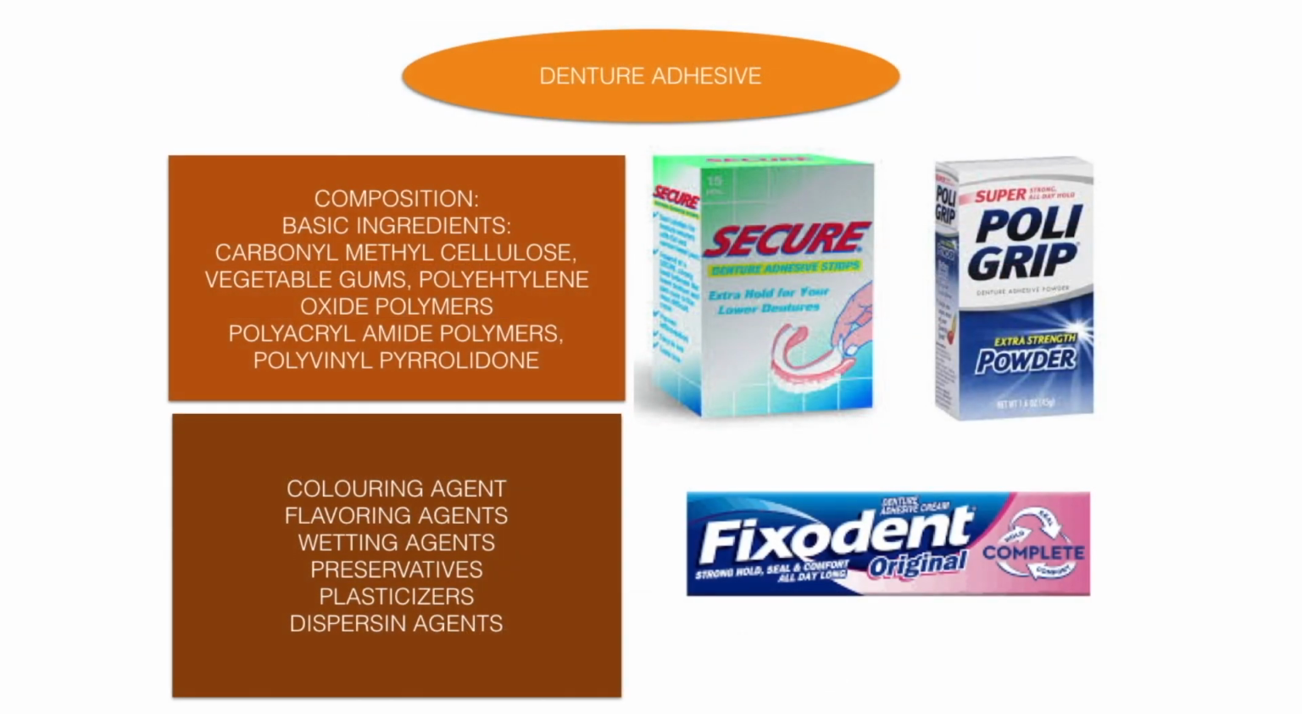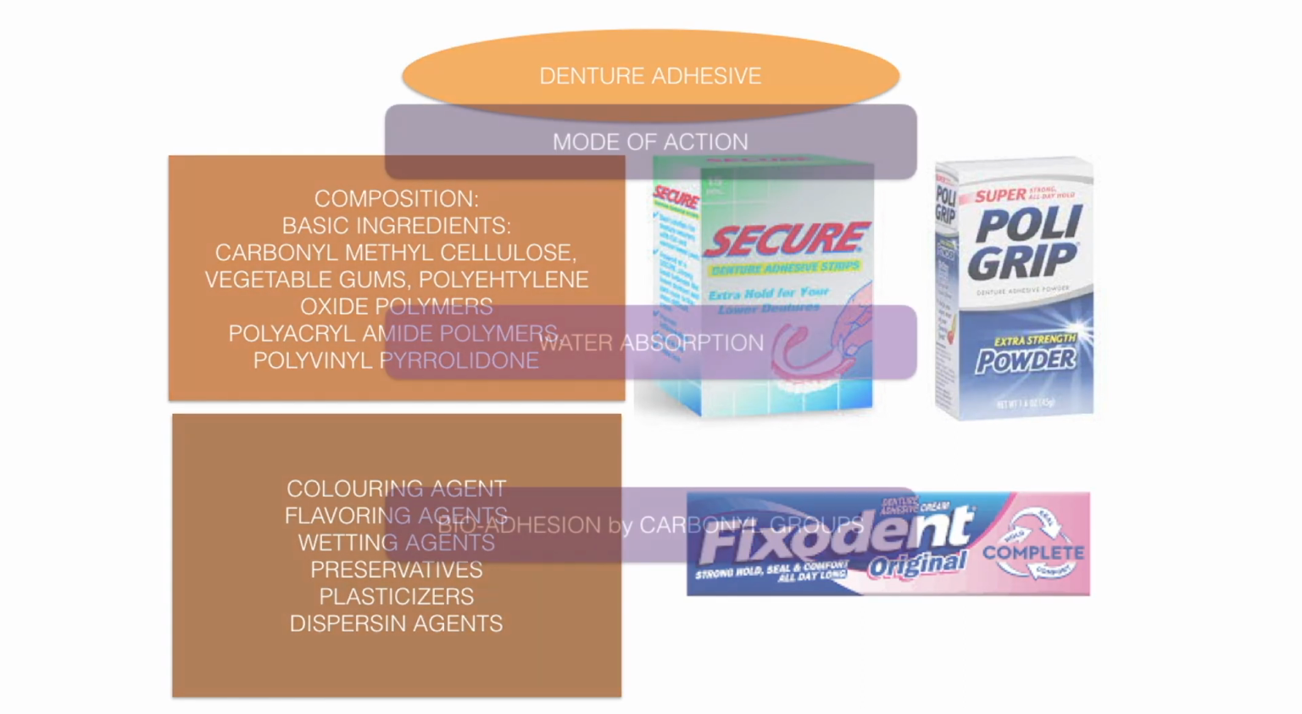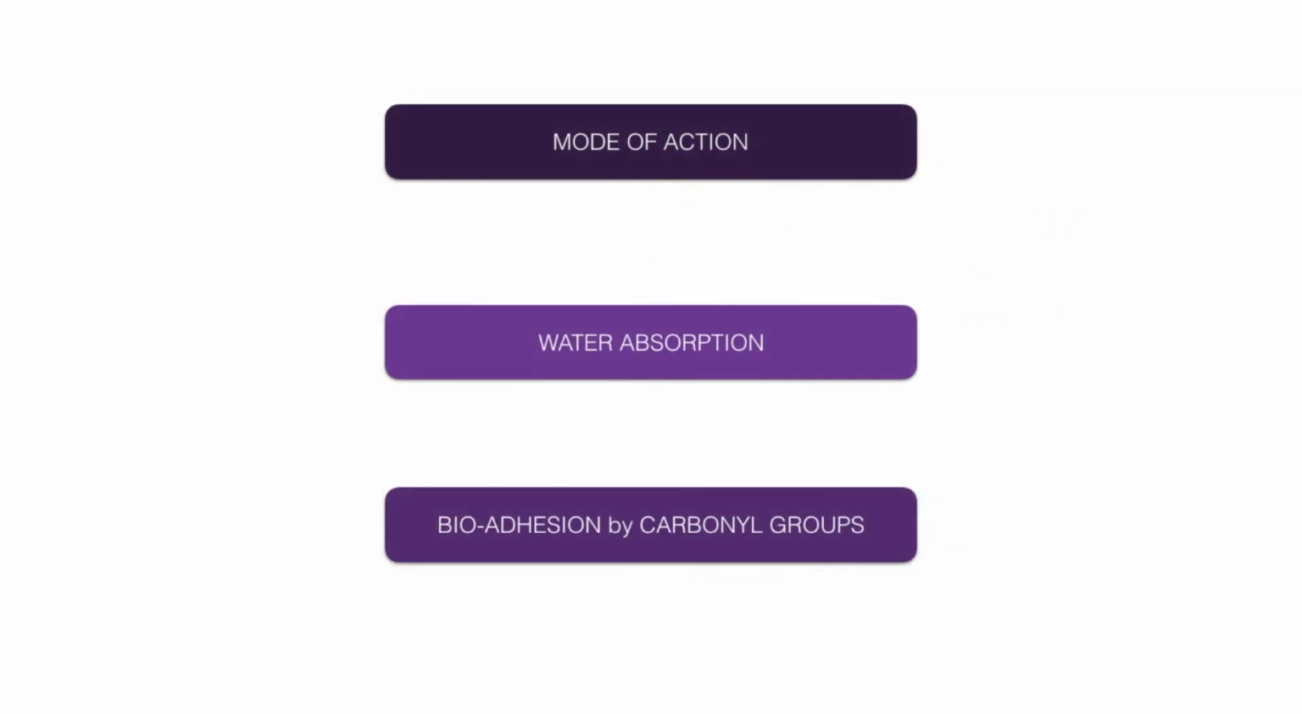Denture adhesives are applied to the tissue surface of the denture in order to enhance denture retention and stability. Composition of denture adhesive includes carboxymethylcellulose, vegetable gums or polyethylene oxide polymers and polyvinyl pyrrolidone. It also includes coloring agents, flavoring agents, preservatives and plasticizers. The main mode of action of denture adhesives is either by water absorption or bioadhesion to the tissues by carboxyl groups.